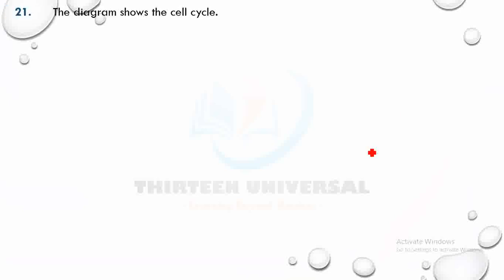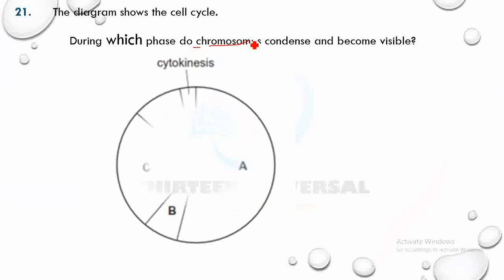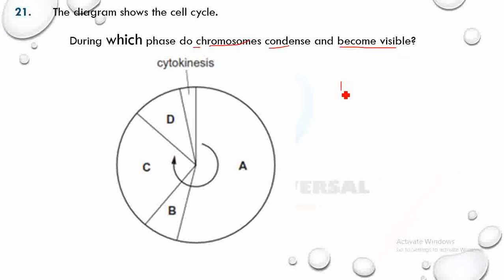All right. The diagram shows the cell cycle. During which phase do chromosomes condense and become visible? Yeah, during which phase? That's the diagram. Pause the video and try it. When they condense and become visible, that's at prophase.